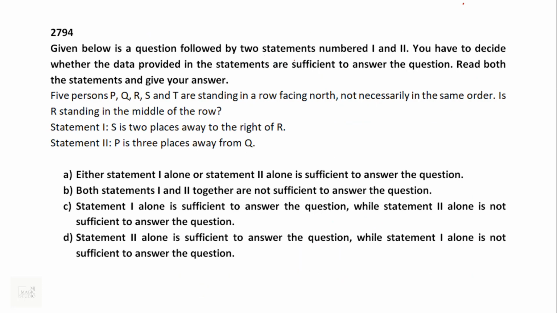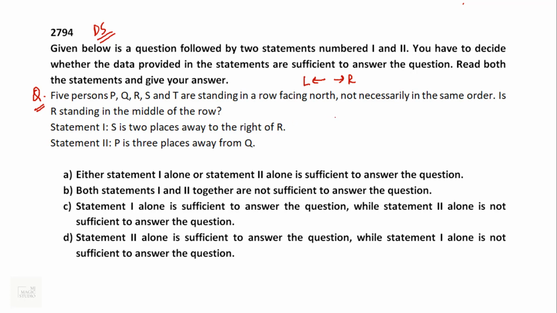Given below is a question followed by 2 statements. Okay, again this is a data sufficiency question. Let's read the question straight away. 5 persons are standing in a row facing north, not necessarily in the same order. Facing north means your right will be their right and your left would be their left. That is why it's written facing north.